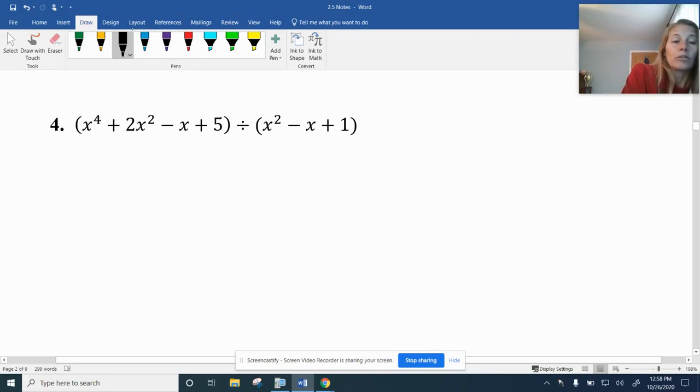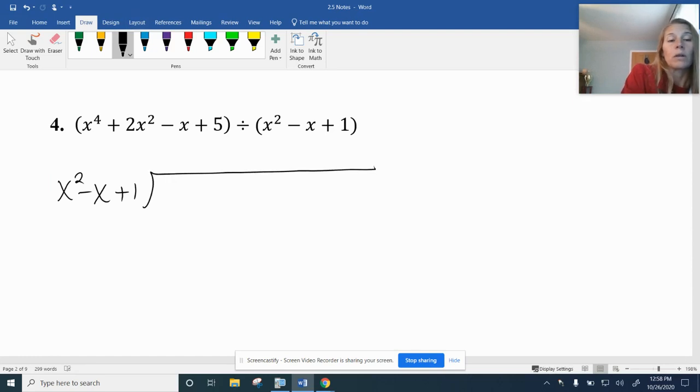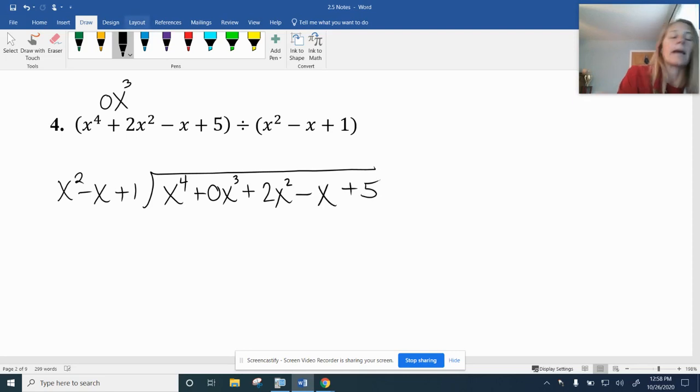Okay, so I have a quadratic divisor. Happens to be a trinomial. Then I put my polynomial in. Now this time I'm noticing that I'm missing an x cubed, so I'm going to put in that 0x cubed as a placeholder. Just helps me keep it a little more organized. Plus, when you do synthetic, you have to put the zeros in. So if you're already in the habit of doing it, you won't miss it in the synthetic.